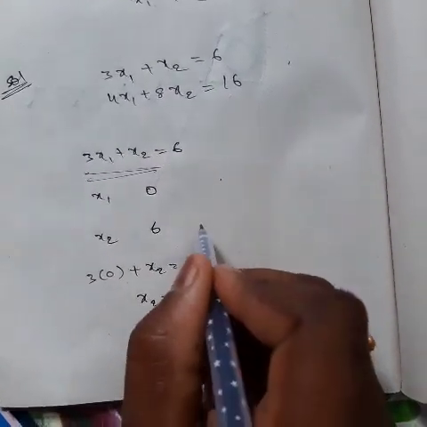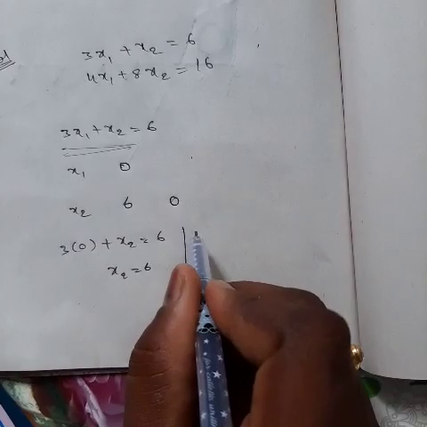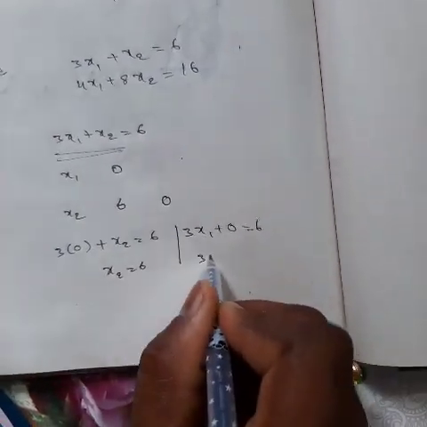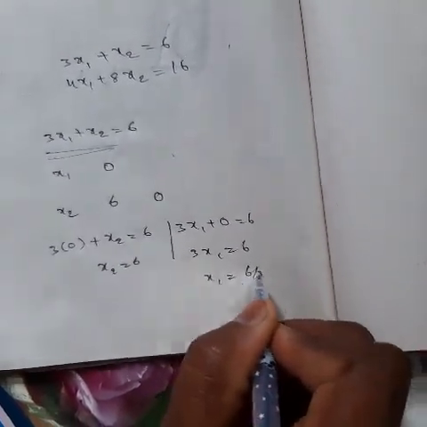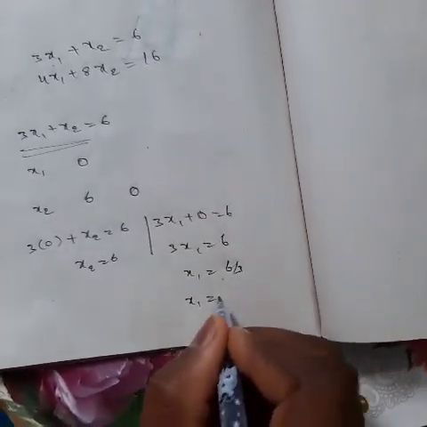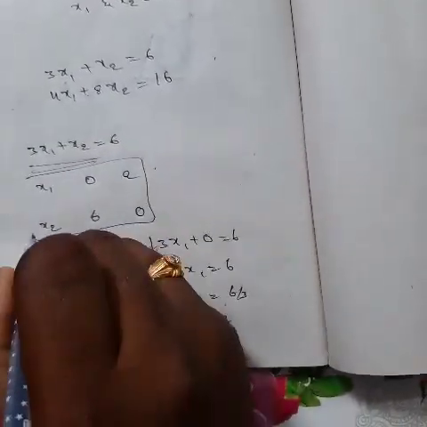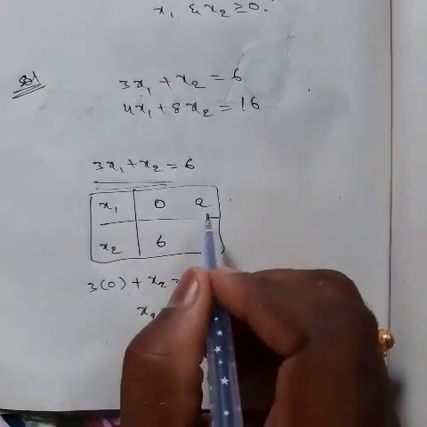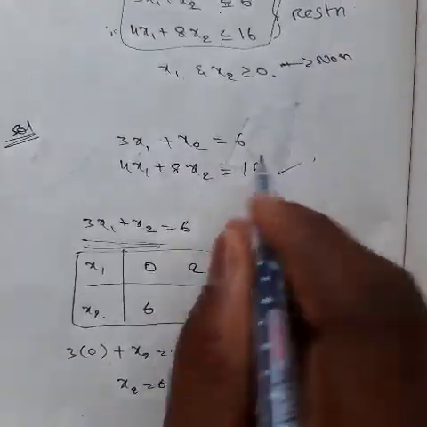Now consider x2 value as 0. By considering x2 value as 0, you will get 3x1 plus 0 equal to 6. 3x1 equal to 6, x1 equal to 6 by 3, x1 equal to 2. So the value of x1 is 2. So the coordinates for x1 and x2 are 0, 6 and 2, 0. Similarly, calculate the values of the second equation like this only.